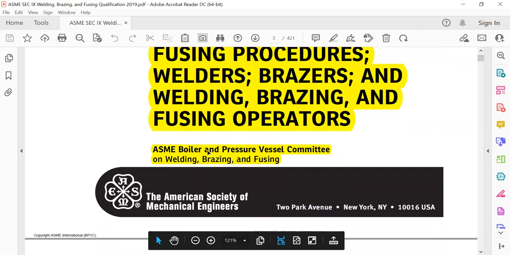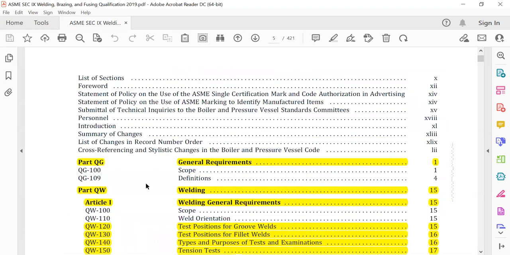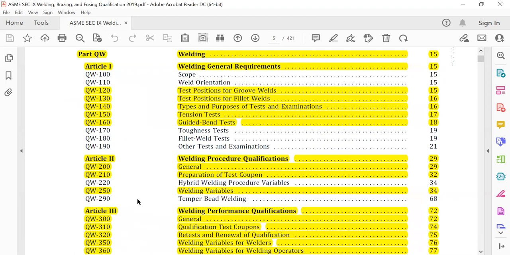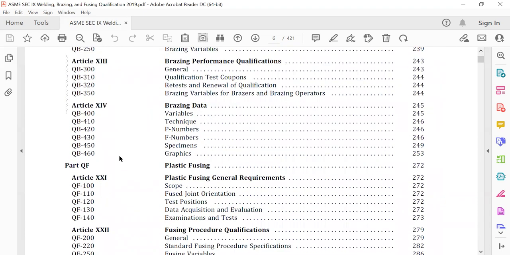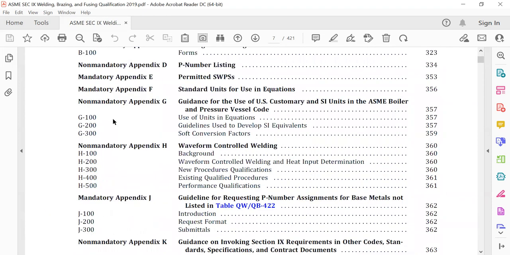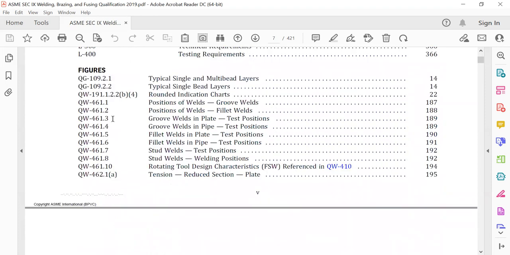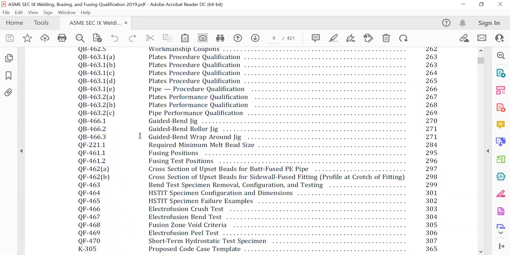ASME Boiler and Pressure Vessel Committee on welding, brazing and fusing. Part QG. Q is for qualification, general, qualification, welding, articles 1, 2, 3, 4, 5. That's all. We don't have to see more than that. That is qualifying brazing and qualifying fusing, so we are not looking at those things. We may go for the welding part after that.